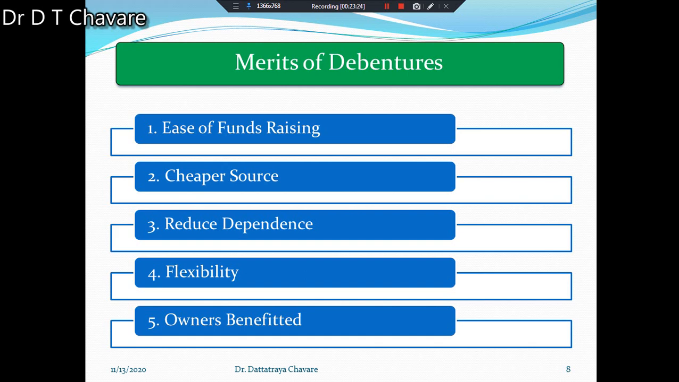The next merit I have mentioned here is owner benefited. Debentures enable the company to take advantage of trading on equity and pay the equity holders a dividend at a rate higher than the overall return on the investment, and such an owner-benefited source is also there.